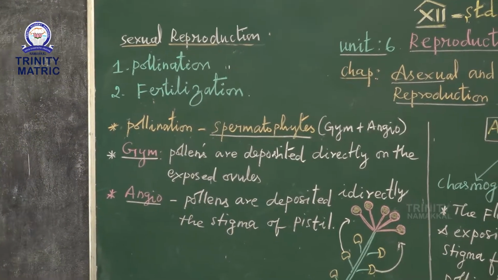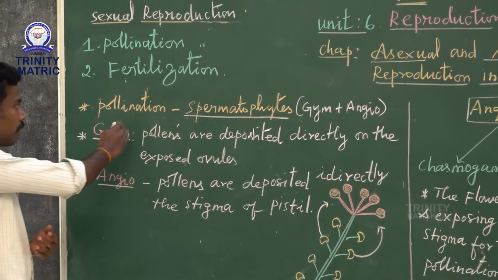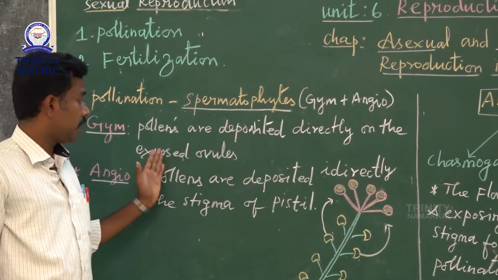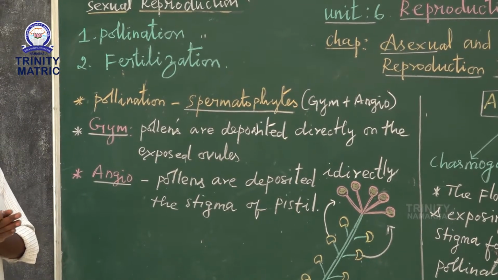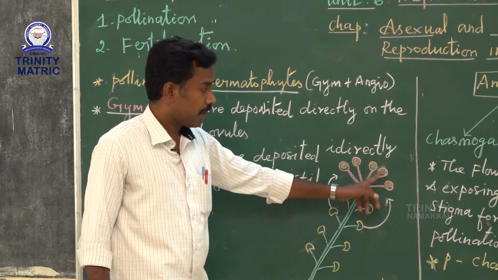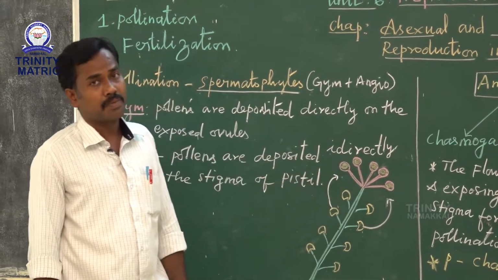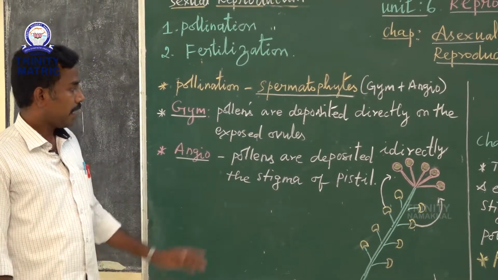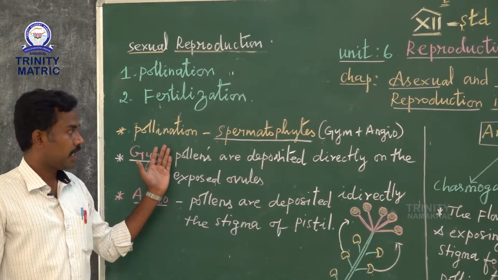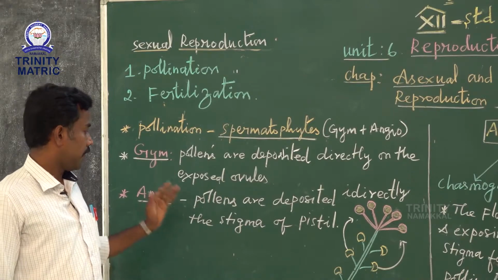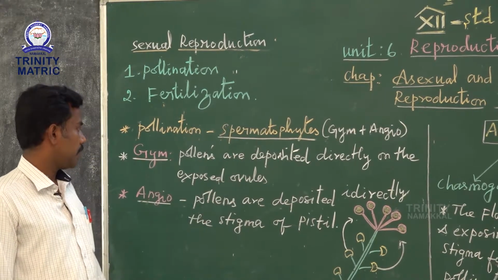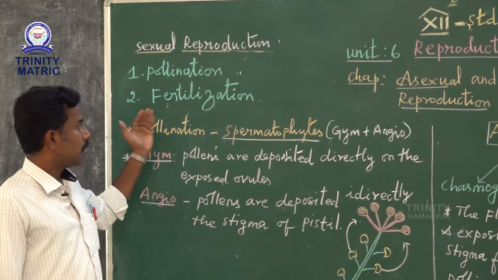Okay. The next one: how do gymnosperm and angiosperm plants carry out the pollination process? First, gymnosperms: the pollens are deposited directly on the exposed ovule. Here, when the anther matures, it liberates the pollen, which reaches the ovule directly. Then the angiosperm: the pollens are deposited indirectly on the stigma of the flower. So this is the opposite. In gymnosperms the pollens are deposited directly on the exposed ovule, whereas in angiosperms the pollens are deposited indirectly on the stigma. This is the general way gymnosperms and angiosperms carry out the pollination process.